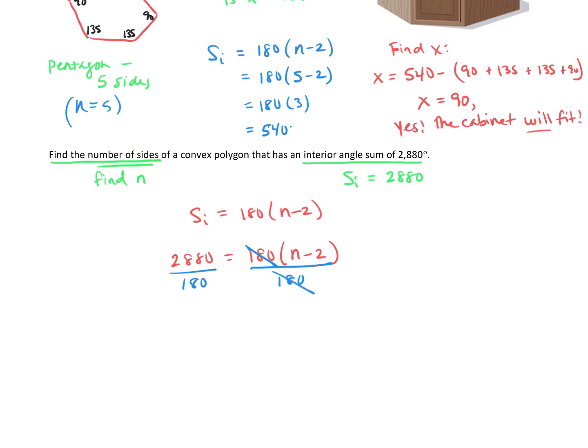180 will divide by 180. That leaves us with 16 is equal to, we just carry down the n minus 2. Then look at that. All we have to do is add 2 to both sides. So n equals 18. The question was find the number of sides. So we just figured out that this polygon has 18 sides.